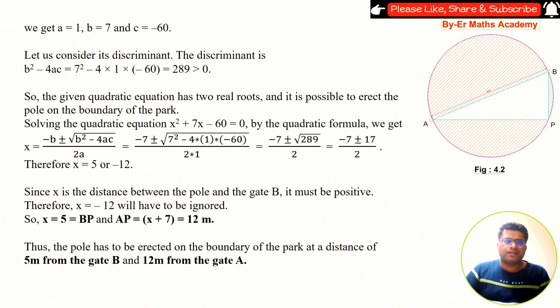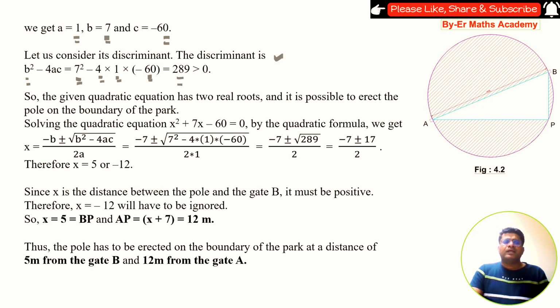Now, after comparison we get a is equal to 1, b is equal to 7, and c is equal to minus 60. Let us consider its discriminant. It means find the value of discriminant, b square minus 4ac. b is 7, so 7 square minus 4ac. The total value is coming 289, and this 289 is greater than 0.